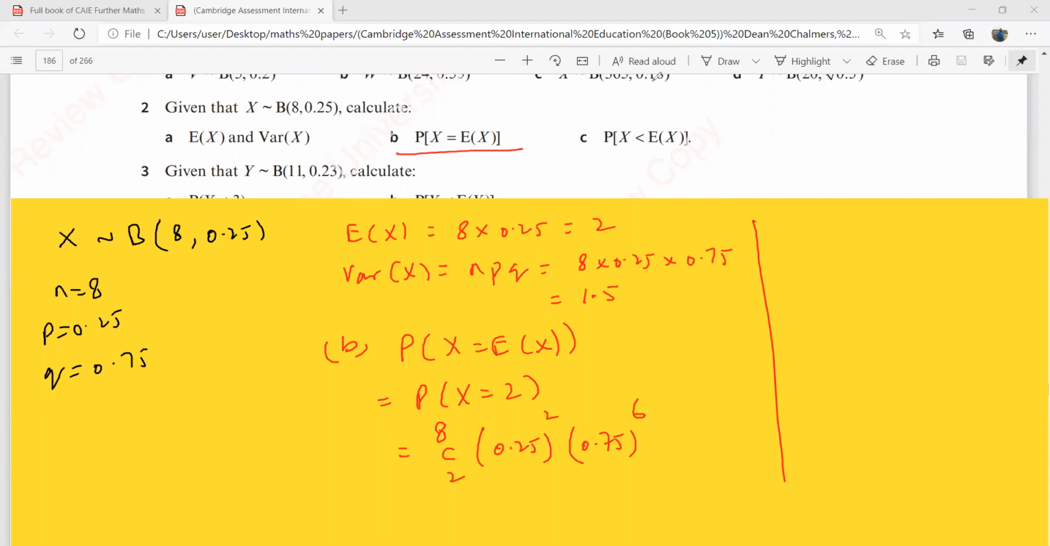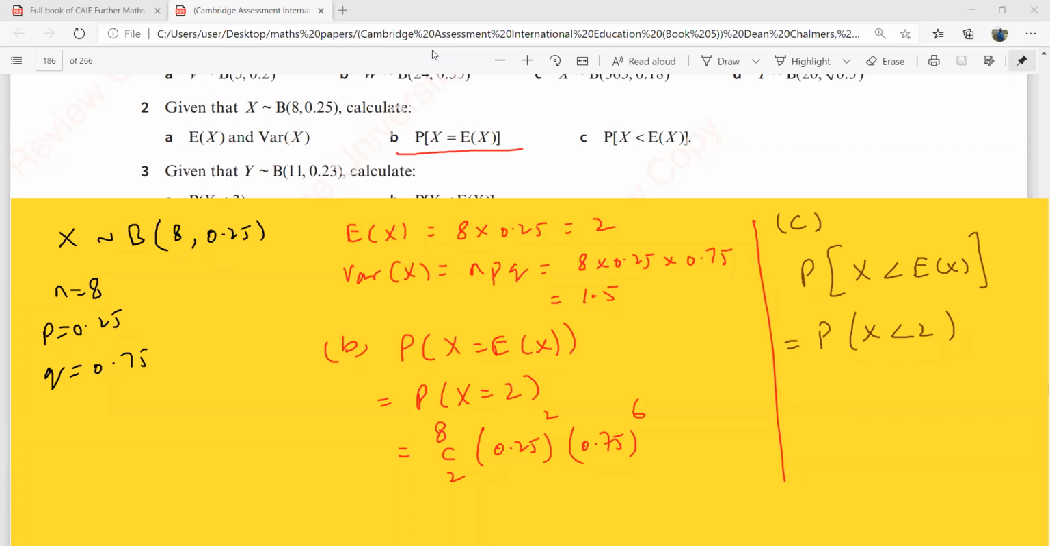And then you look at the C part, bacho. The C part says, find the probability that your x is less than E of x. Okay. So this is exactly same as probability that your x is less than 2. Your x is less than 2. ठीक है ना? Because your E of x is basically 2.